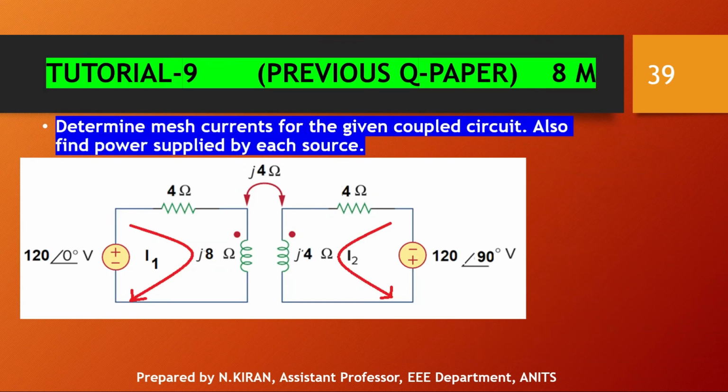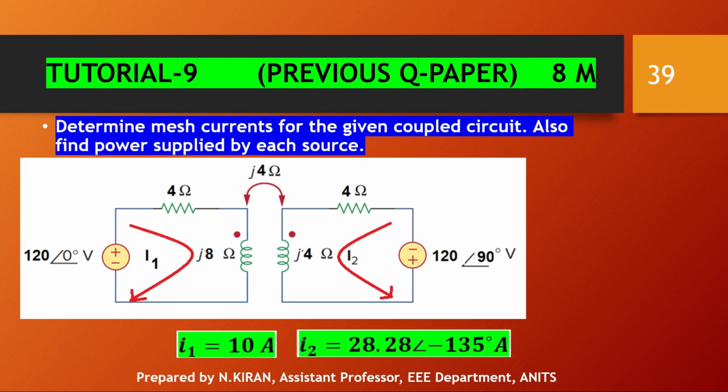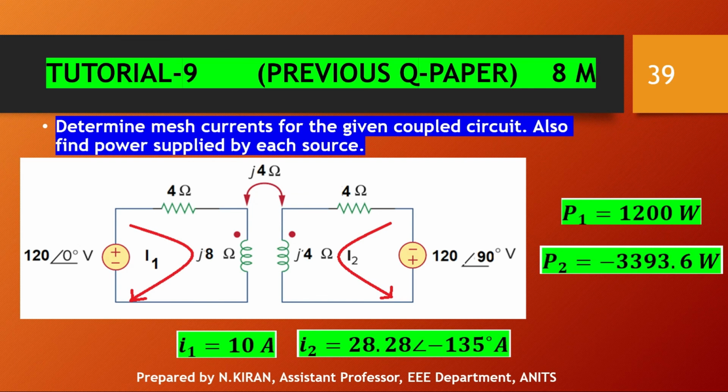The ninth sum, determine the mesh currents for the given coupled circuits and asks us to find power supplied by each source. I leave this sum as an exercise for you, so you can check the answers that you get. For this sum, you should get I1 as 10 amps and I2 as 28.28 at an angle minus 135 amps. Power supplied by the first source will be 1200 watts and by the second source will be minus 3393.6 watts.